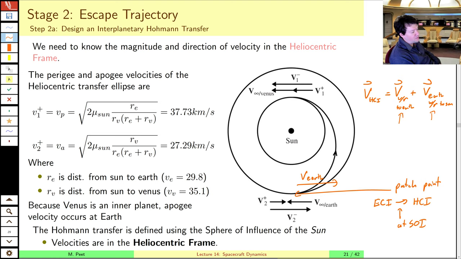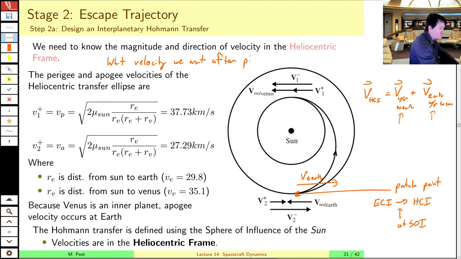So after you've escaped, now assume you've escaped, you have some excess velocity with respect to the Earth. And what do you want that velocity to be? So after the patch point, after we've transitioned to the heliocentric coordinates, what do we want our velocity to be?